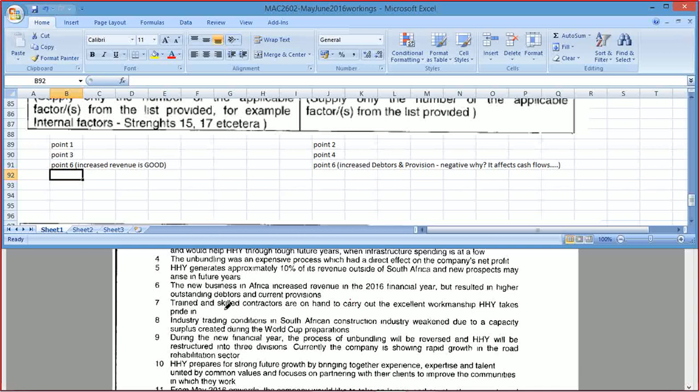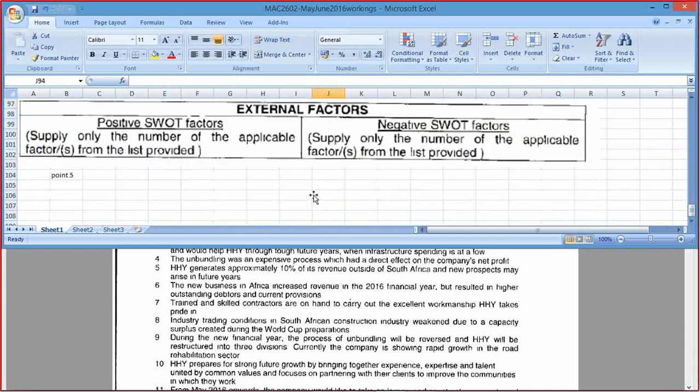Okay, point 7. Trained and skilled contractors are on hand to carry out excellent workmanship. HHY takes pride in. Okay, obviously that's a strength. It's internal. It's people working within the organization. Yes, sir. Industry trading conditions in South Africa construction industry weakened due to a capacity surplus created during the World Cup preparations. Okay, that's obviously external. That's negative. Yes.